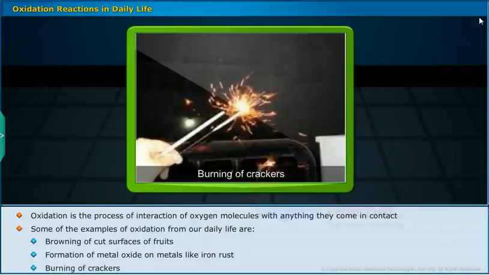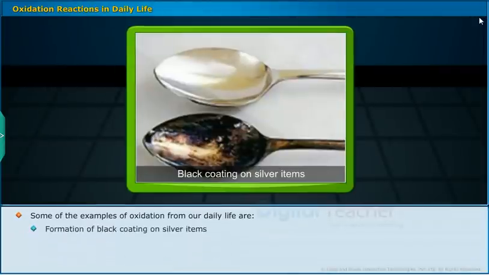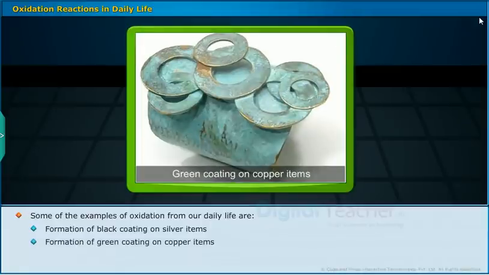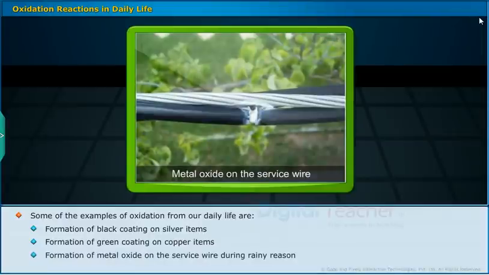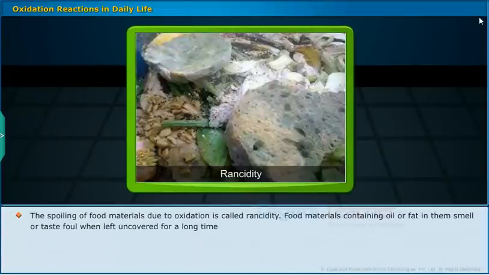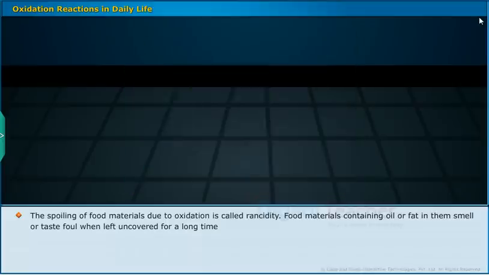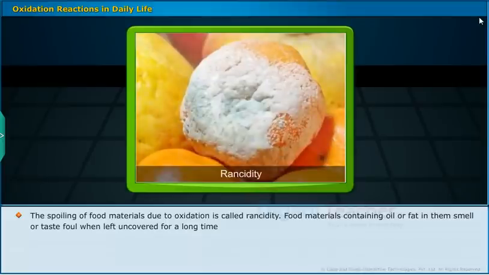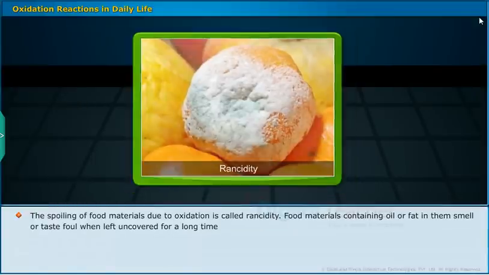burning of crackers, formation of black coating on silver items, formation of green coating on copper items, formation of metal oxide on the service wire during rainy season. The spoiling of food materials due to oxidation is called rancidity. Food materials containing oil or fat in them smell or taste foul when left uncovered for a long time.